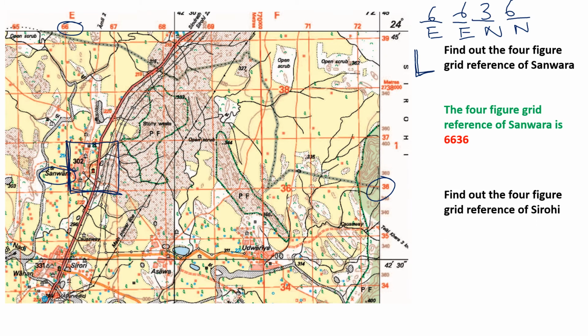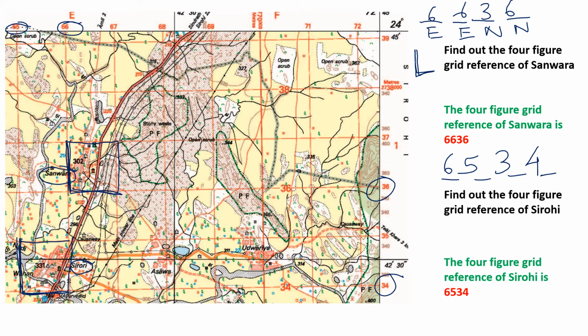Let's do one more. Find out the four-figure grid of Sirohi. Where is Sirohi? Sirohi is here. So again, we'll not look at the name where Sirohi is written. We'll look at the settlement, and the settlement is this place. So in the settlement, again, the same thing as we know that it is having four figures. So first, again, this is the first line of capital L. So this is 65. Then we have drawn this line. This is 34. So the four-figure grid reference of Sirohi is 65, 34.